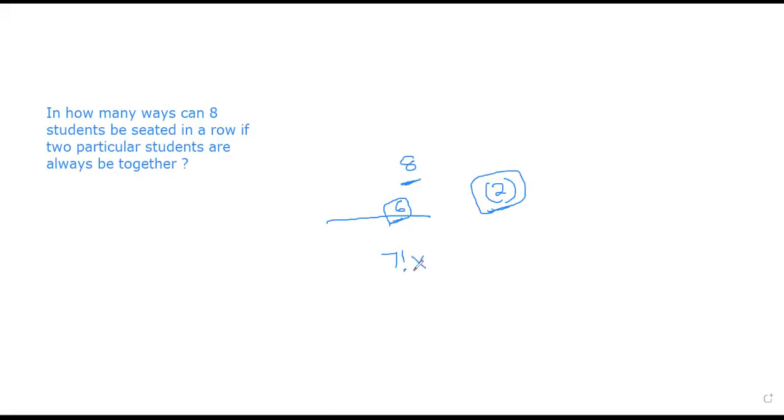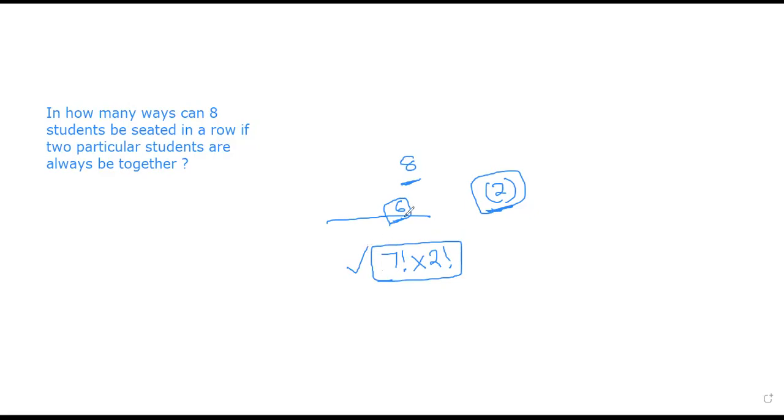7 into this 2, and the 2 is nothing but 2 factorial, the number of ways they can sit in one row always together. Means the answer is 7 factorial into 2 factorial.